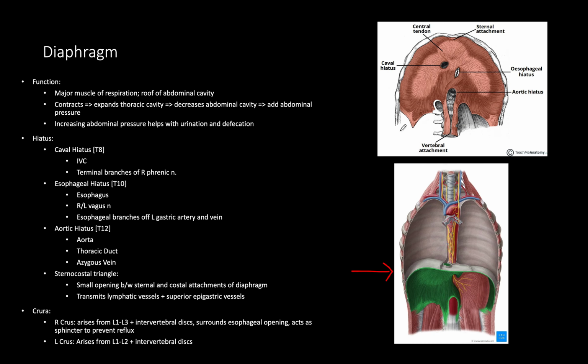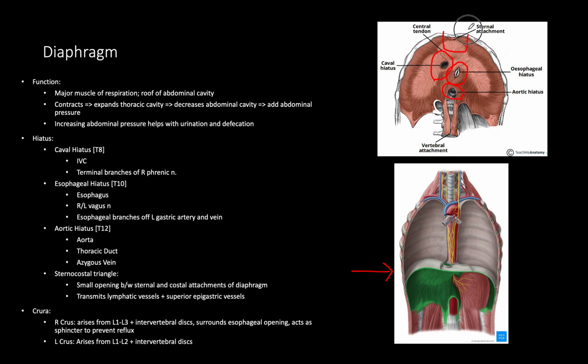There are a few openings through the diaphragm. First, we have the caval hiatus, which allows the inferior vena cava and the terminal branches of the right phrenic nerve to pass through. Then we have the esophageal hiatus, which allows the esophagus, right and left vagus nerve, and esophageal branches off the left gastric artery and vein to pass through. And we have the aortic hiatus right over here. That allows the aorta, thoracic duct, and azygous vein to pass through.